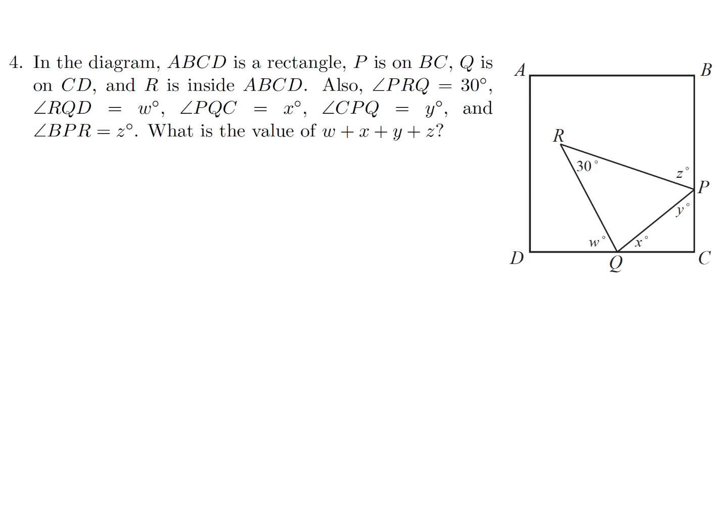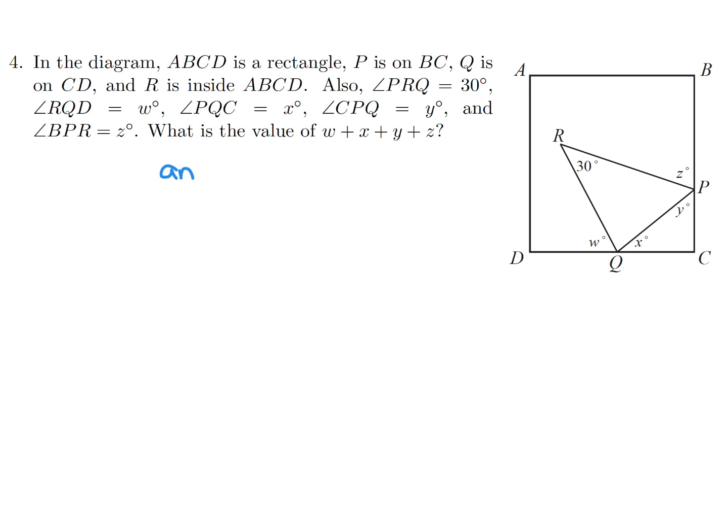In the diagram, ABCD is a rectangle. P is on BC, Q is on CD, R is inside ABCD. PRQ is 30, RQD is W, and the rest of the angles are X, Y, and Z. What is the value of W plus X plus Y plus Z?